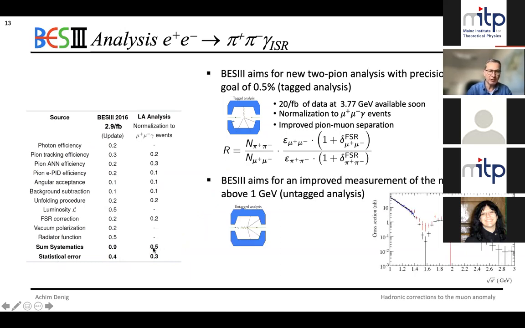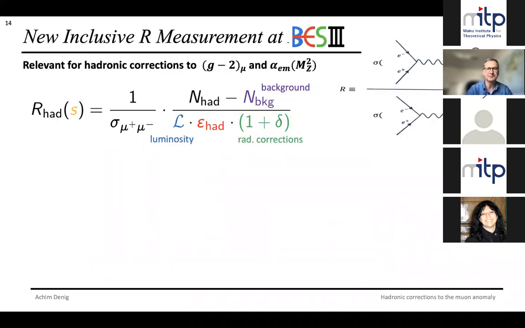In the meantime, we are also working on an untagged analysis in which we do not require the photon. This comes with high statistics for these kinds of events, and already now, with the existing data, we can significantly improve over the only available data set from BaBar. So stay tuned for news from BESIII regarding this channel.